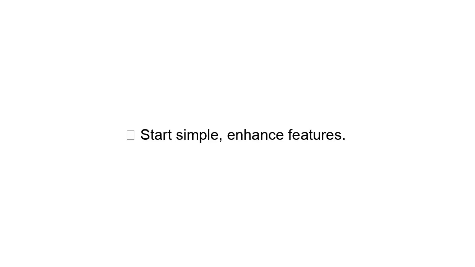90. What is progressive enhancement? Start simple. Enhance features. 91. What is graceful degradation? Maintain usability in older browsers. 92. What is semantic SEO? Using meaningful HTML structure. 93. What is accessibility tree? Structure used by screen readers. 94. What is alt attribute? Image description for accessibility. 95. Why is alt important? SEO, accessibility.